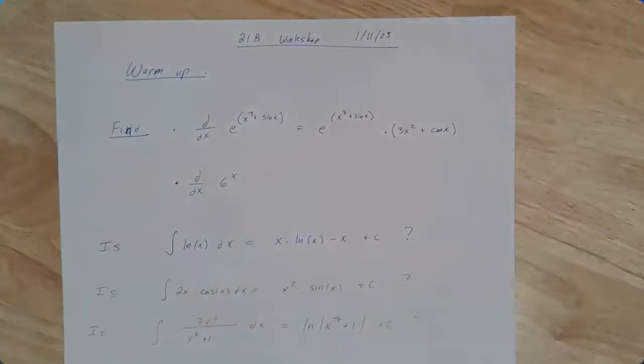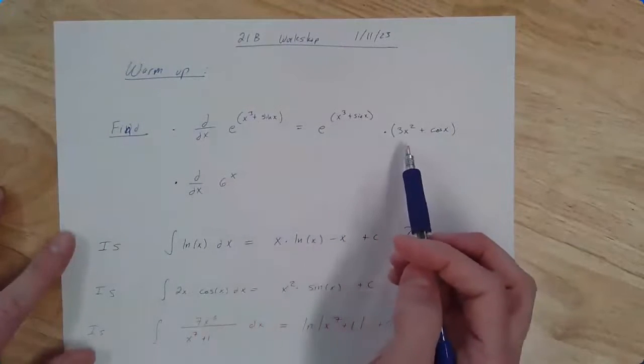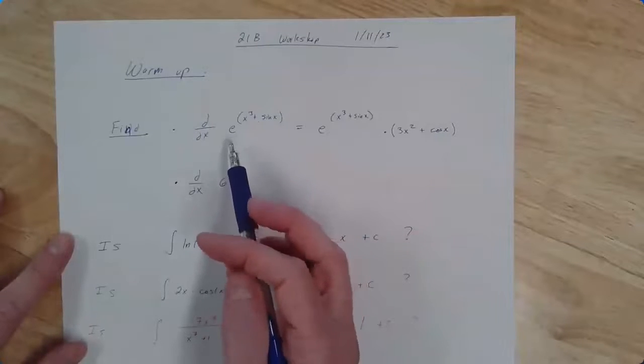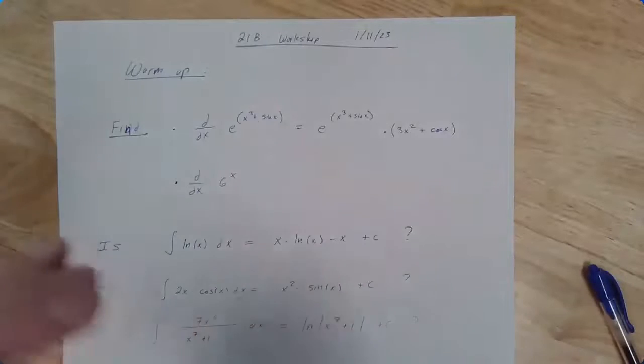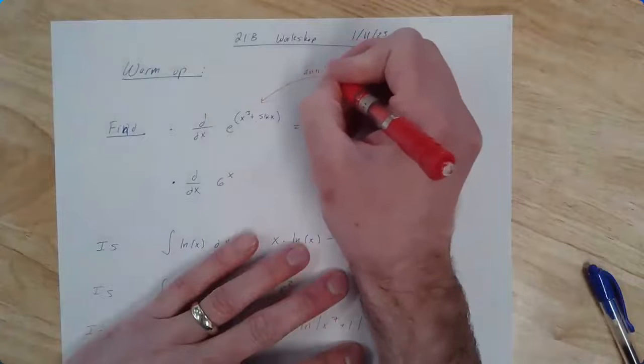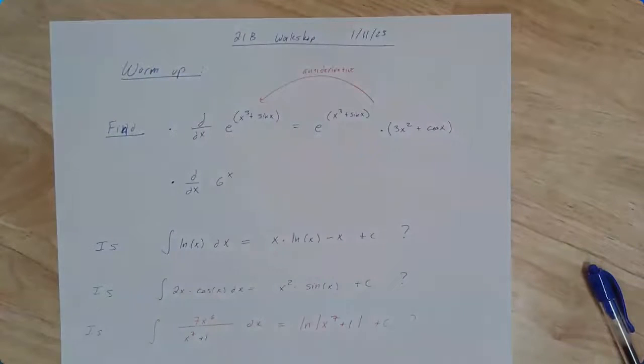It's also worth mentioning here that if somebody asked you what the antiderivative of e to the x cubed plus sine x times 3x squared plus cosine x was, you could say it's e to the x cubed plus sine of x, right? Definitely going back this way. That is the antiderivative. And you slap on a plus c, of course.